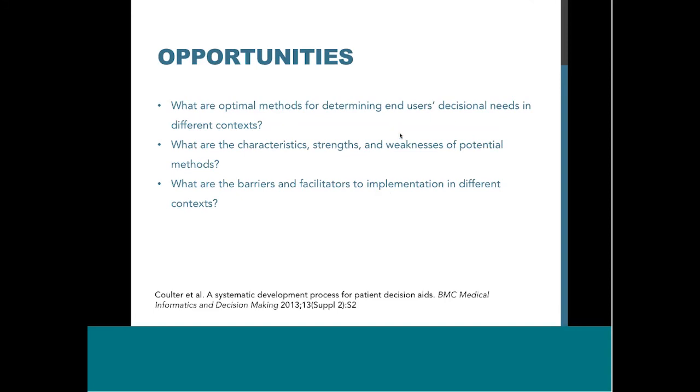As Angela Coulter and her colleagues write in this paper, we still don't know what the optimal methods are for determining end users' decisional needs in different contexts, and what are the different characteristics of potential methods. And what are the barriers and facilitators to implementing decision aids in different contexts? These are really big questions. And we also don't really know how those barriers and facilitators can be addressed, not just post-implementation, but at the pre-implementation development stage.